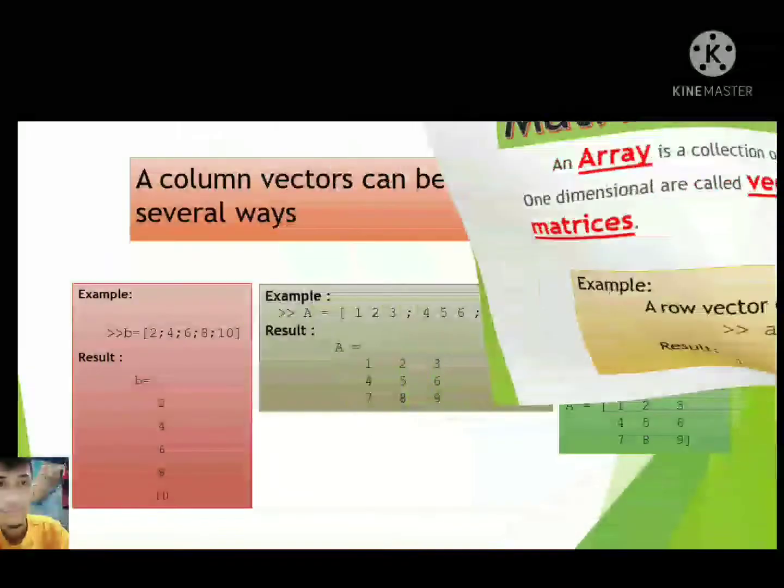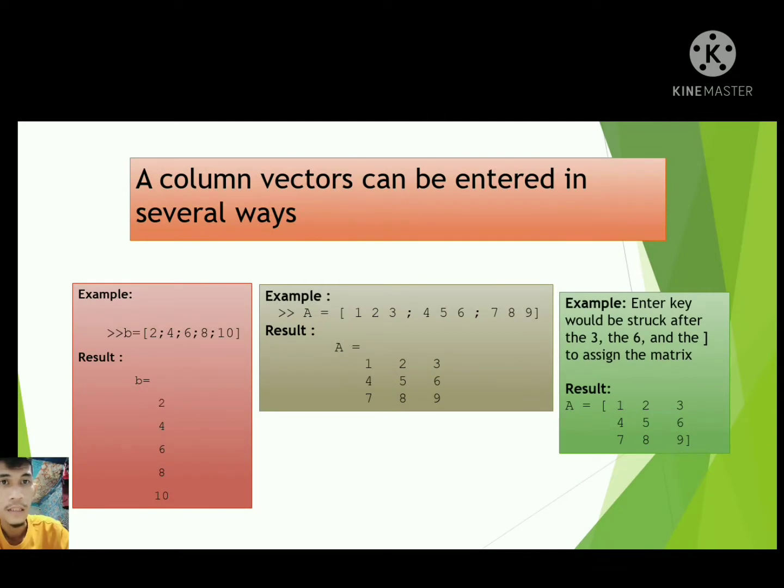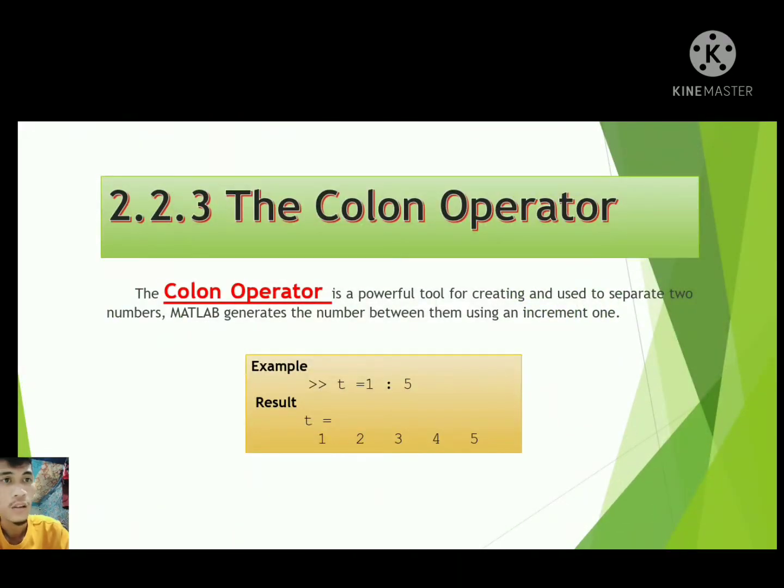Next, column vectors can be entered in several ways. There are three examples represented here. Next, the colon operator. The colon operator is a powerful tool used to separate two numbers. MATLAB generates the numbers between them using an increment of 1. Example, at the command prompt, t is equal to 1:5. Result, t is equal to 1, 2, 3, 4, 5.